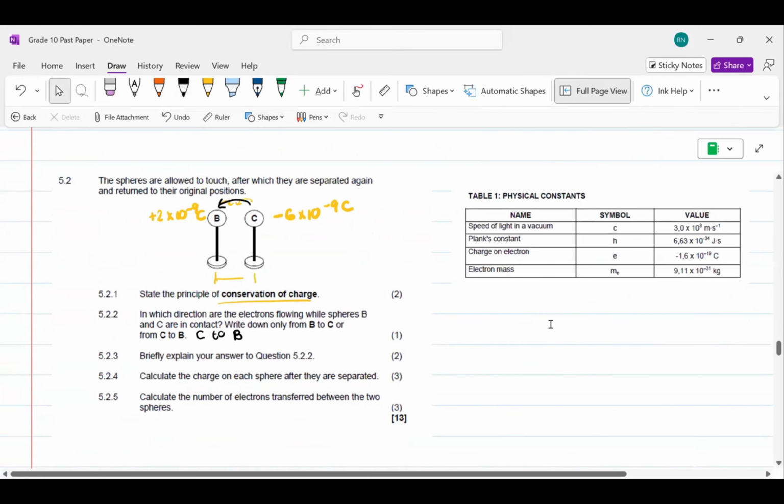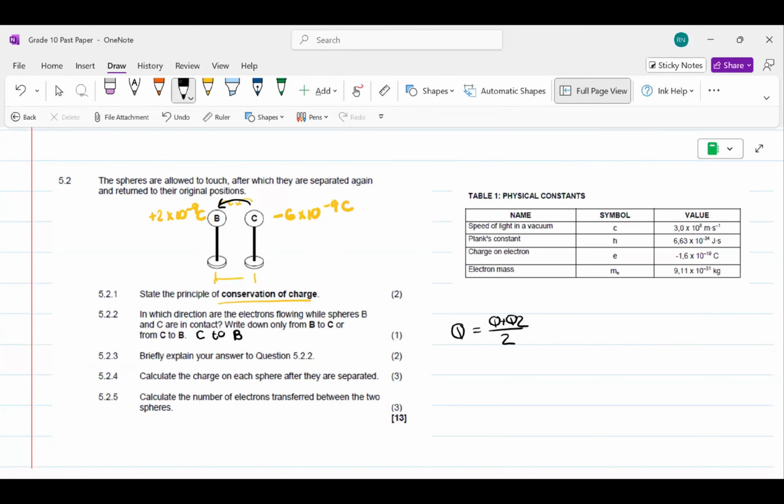Well, the 2 equations that you get on your formula sheet are going to be Q is equal to (Q1 plus Q2) over 2, and the other one is N is equal to the change in Q over Qe. So we're looking for the charge after they're separated. This one starts at -6 times 10 to the power of -9 coulombs, and then it is +2 times 10 to the power of -9 coulombs.